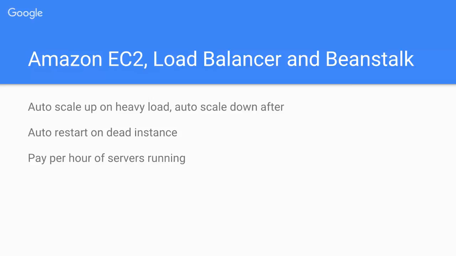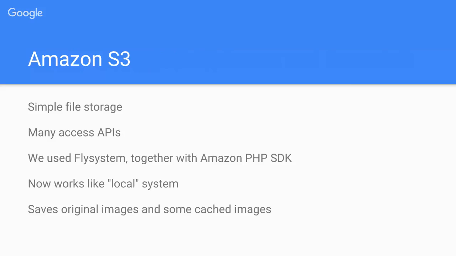And what you do is you pay by the hour of service running. So you have 2 servers running 24/7. That's good. And then if you just have one extra running for 2 hours because there's a lot of requests, then you just pay those 2 hours on top of that. S3, simple file storage.